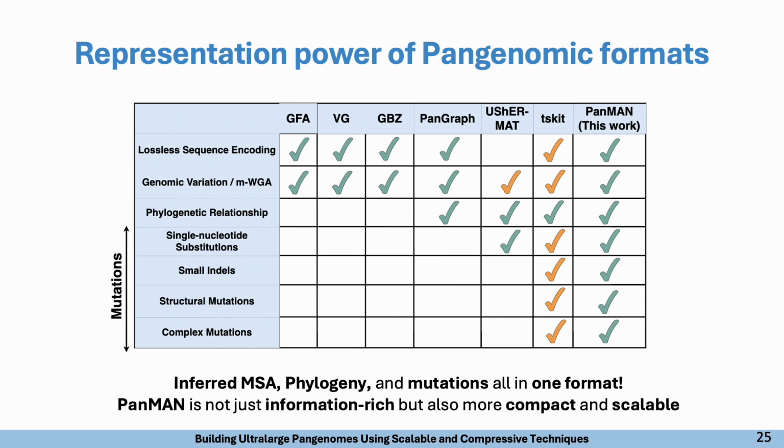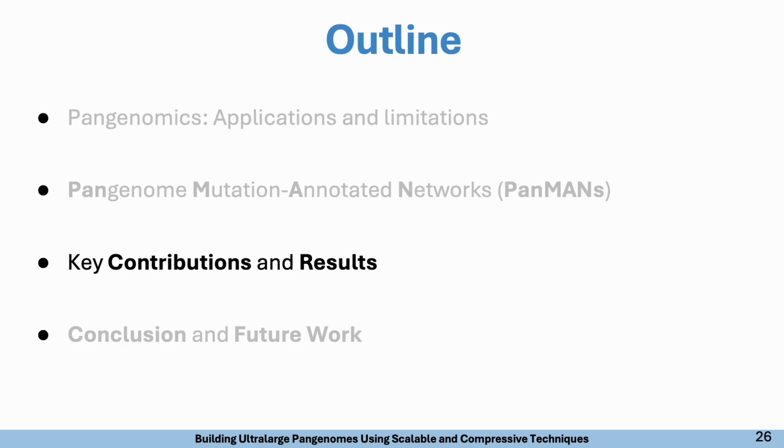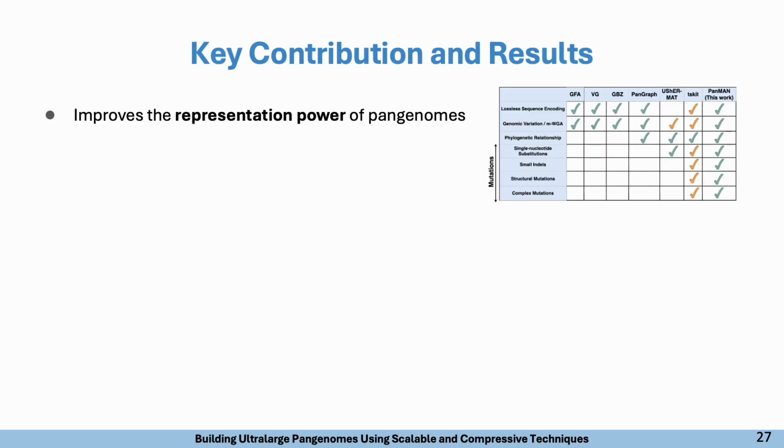In summary, PanMAN extends the representation power of pangenomes from just storing variations to storing mutations and evolutionary information. And being the most information-rich format, it is still the most compact and scalable. That we'll see now. Now I'll describe the important contributions and results of this work.